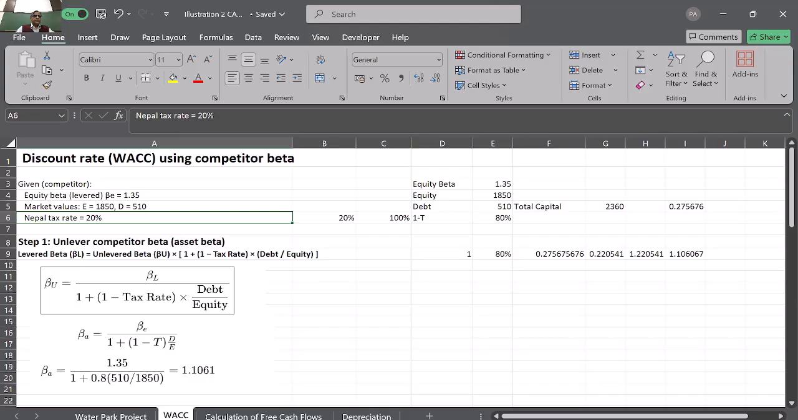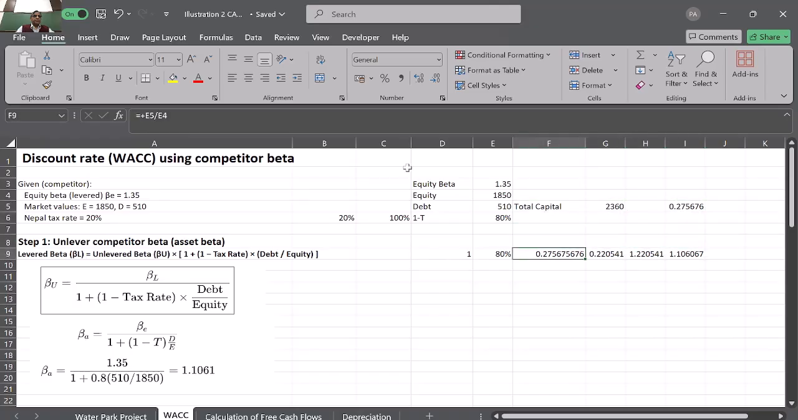So it is like this: 1.35, the equity beta, divided by 1 plus 0.8 times 510 divided by 1850, which comes to 1.106. So there also I have calculated. Go through this calculation and see how it has been done. I just put a 1 here, because 1 we need to add. Then 80% is 1 minus T. Then debt equity ratio, the debt is 0.27, which I have calculated here. So I have put the number here.